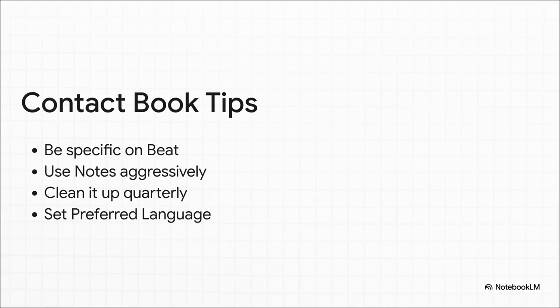Don't just tag a journalist beat as tech. That's way too broad. Go specific, like developer tools for enterprise. Use that notes field aggressively to track things like their embargo preferences.